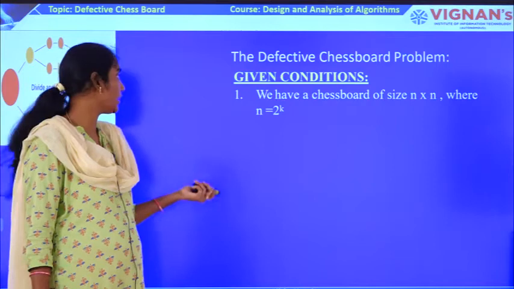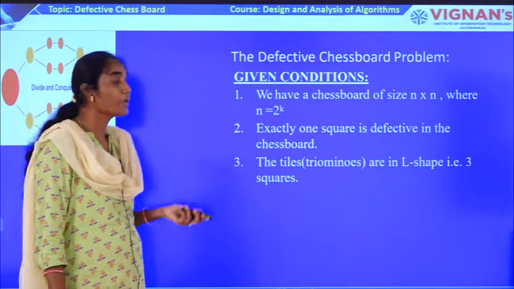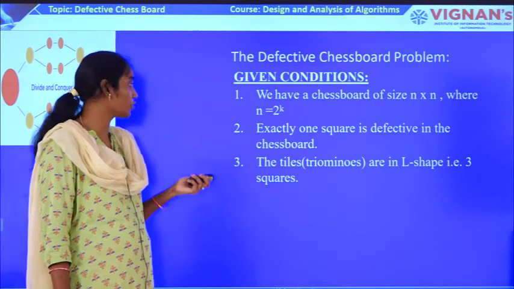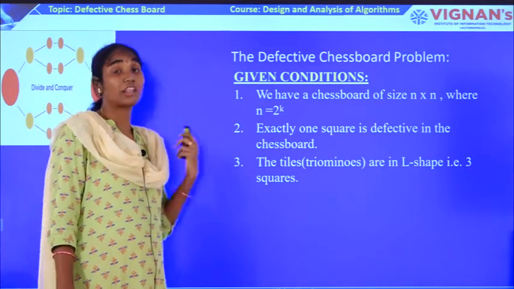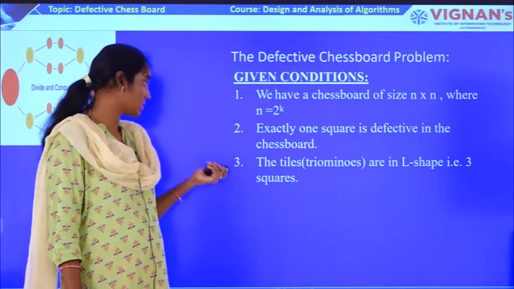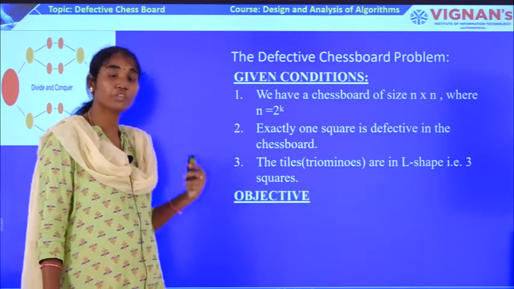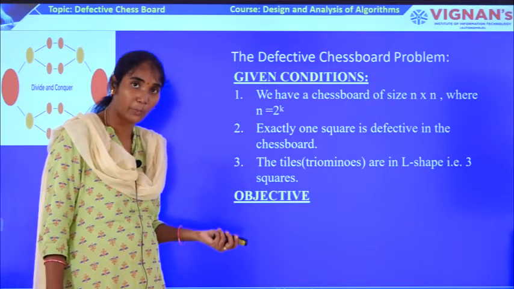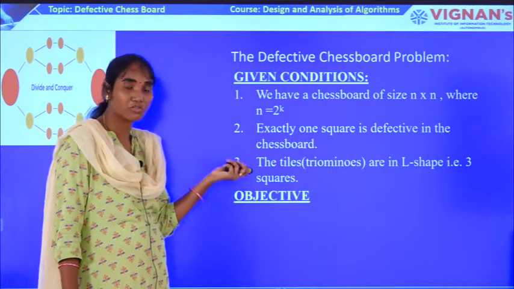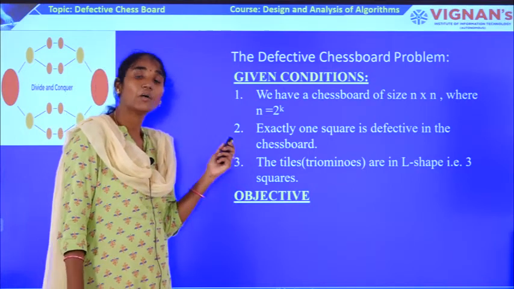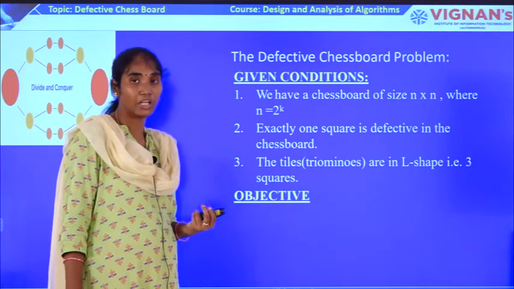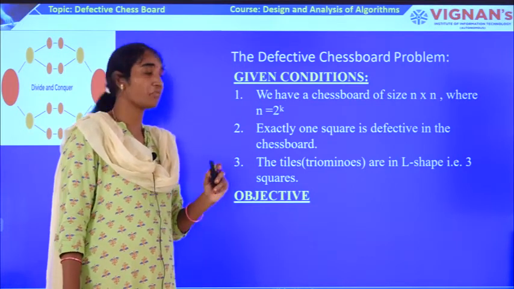Before going to that, what are the given conditions? We have a chessboard of size n by n, where n is equal to 2 to the power of k, and in the given chessboard we have exactly one defective square. We are going to find the position of the defective square, and based on trominoes, we are going to trace the defective square by making trominoes.